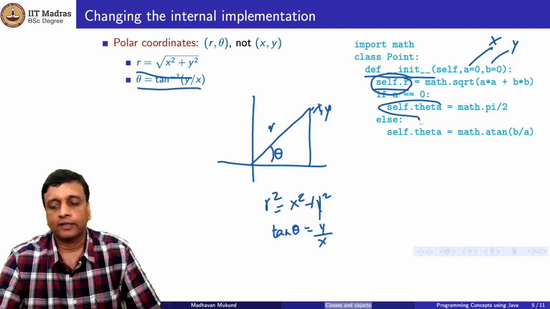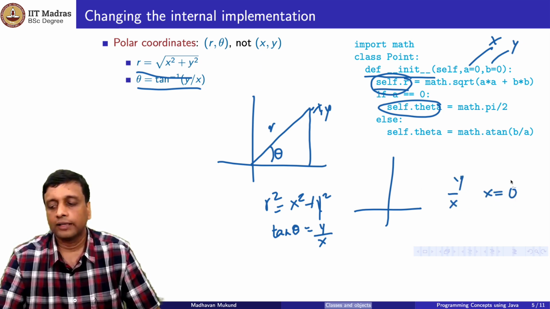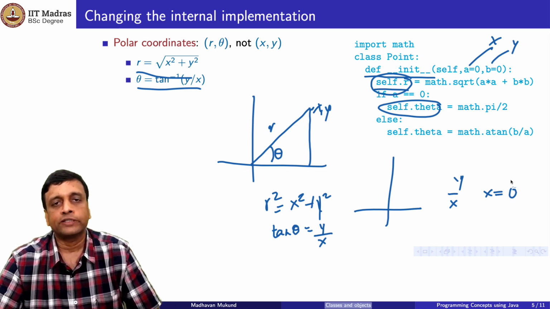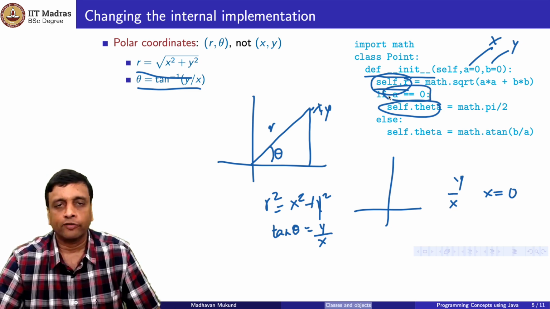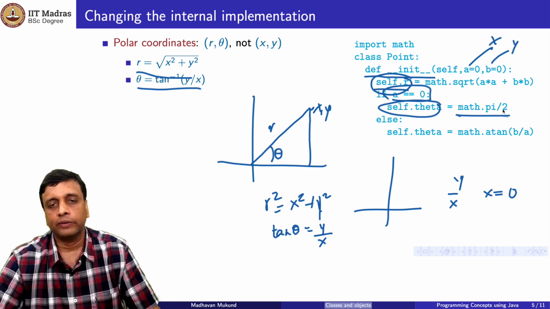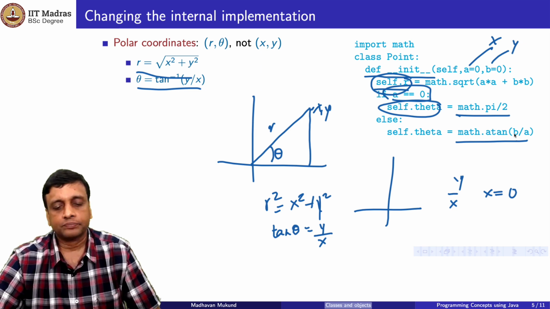Similarly, I set self.theta. Now there is a problem with self.theta, which is that when I am at 90 degrees, right, y by x and x is 0, then this quantity will not work. So even though I know the angle is 90 degrees, I cannot use tan inverse because the division of y by x will be an error. So I check explicitly that if the a coordinate, that is the x coordinate of the point, is 0, that it lies on the y axis, then I explicitly set theta to be pi by 2, which is 90 degrees. Otherwise, I set it to be the tan inverse of b by a.